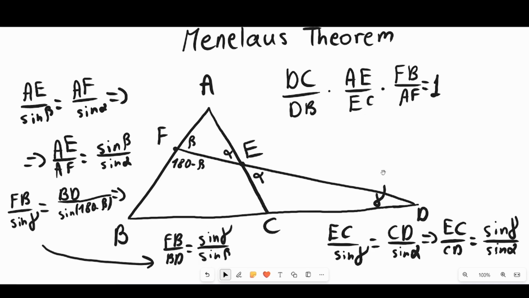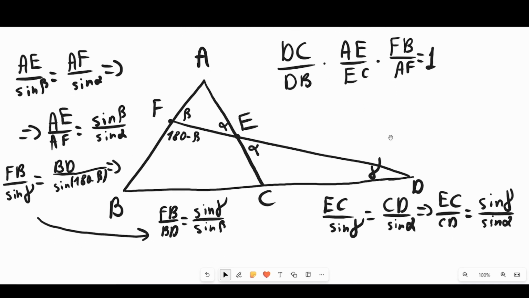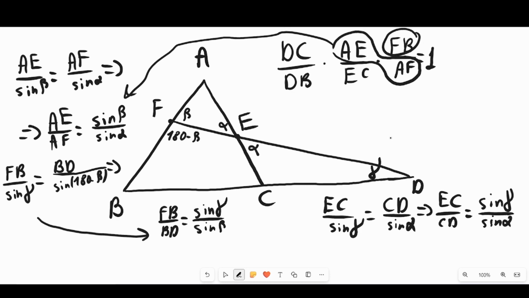Now if we combine all this given information, we get that AE over AF, we have found this here. The next one was FB over BD, FB and BD. And the last one was EC and DC.